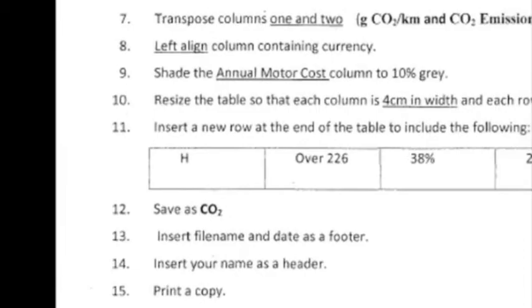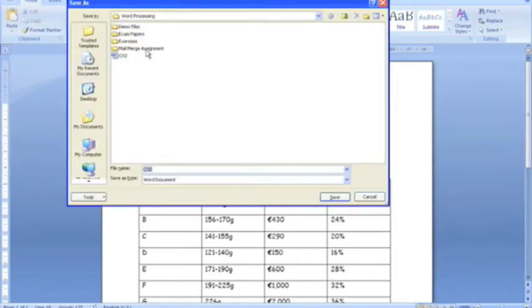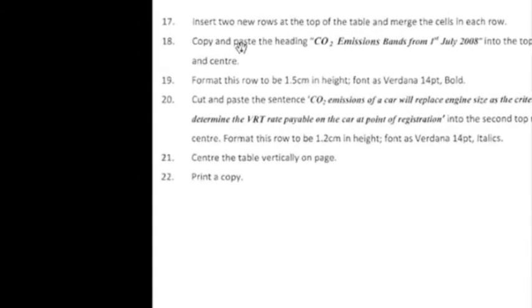16. Save as CO2 final. This time we use the File and Save As option. We've already navigated to our word processing folder, so we don't require to do that again. So change the file name to CO2 final. Just click Save. Moving on to the next page of our assignment, and zooming in here to step 17.